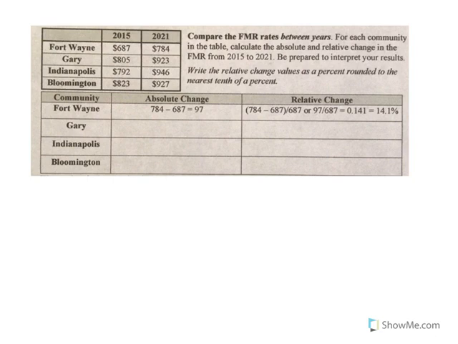So we have Fort Wayne, Gary, Indianapolis, and Bloomington, and we have the fair market rental rates from 2015 and 2021. We are going to calculate the absolute and relative change, and then we're going to do some interpretation from there. For our relative change, we're going to round everything to the nearest tenth of a percent. Okay, so here we are. Let's go to Gary. Fort Wayne's done for us.